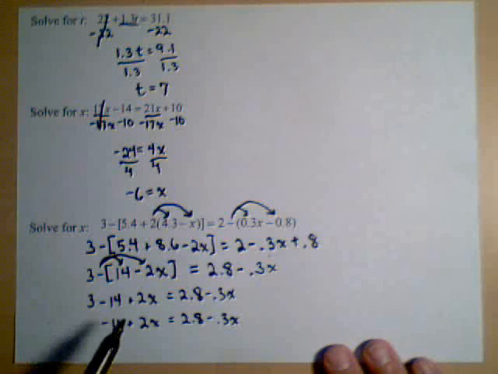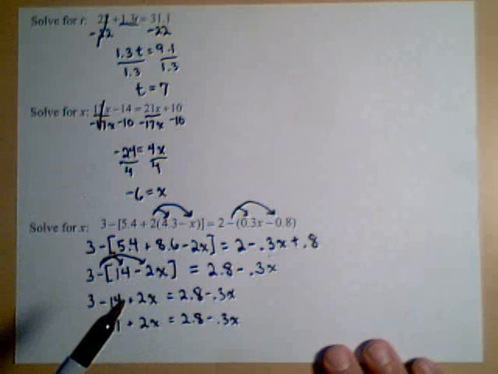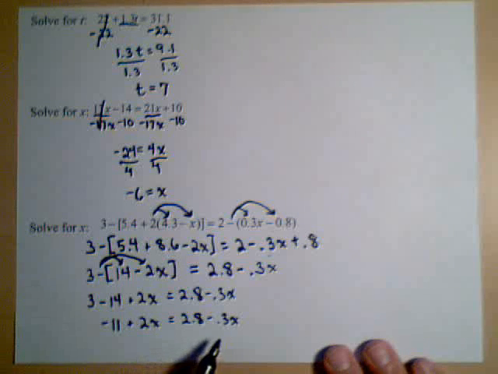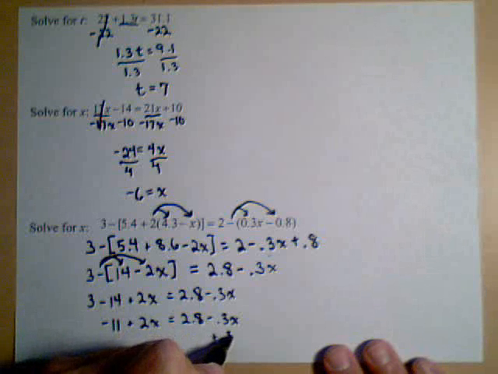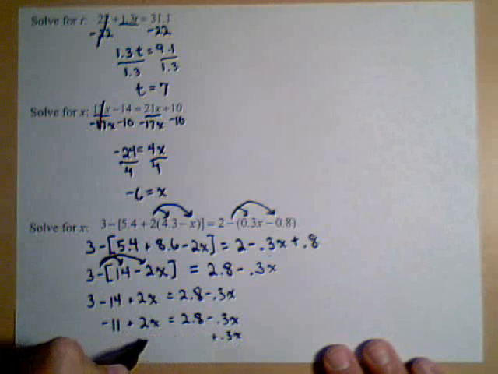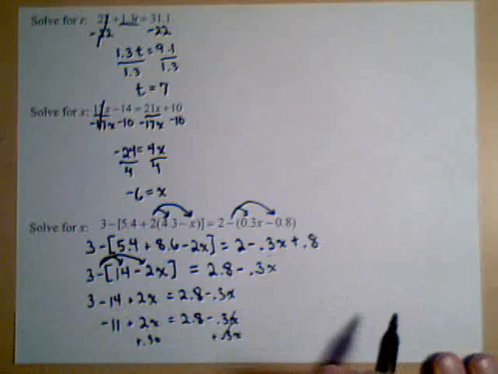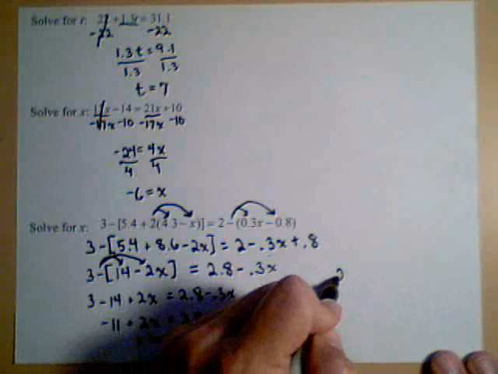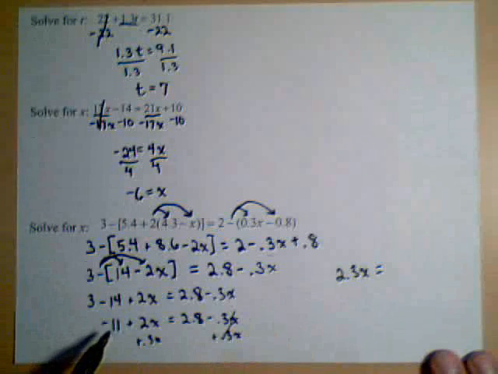Last step, we're basically like we were in the problem before. We're going to get all the x terms on one side, all the terms without x on the other. So I'm going to take this term and bring it over here. So I'm going to add 0.3x to both sides. Those will cancel, and I'm going to write up here. So I have 2.3x on the left hand side.